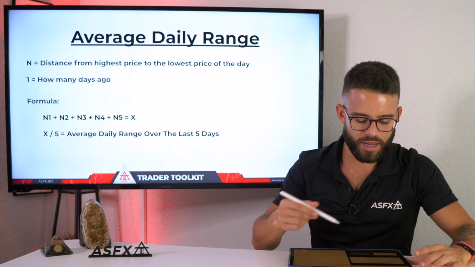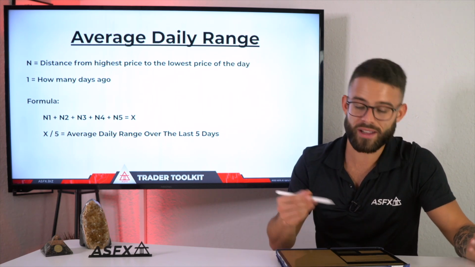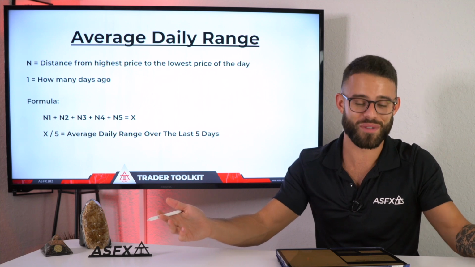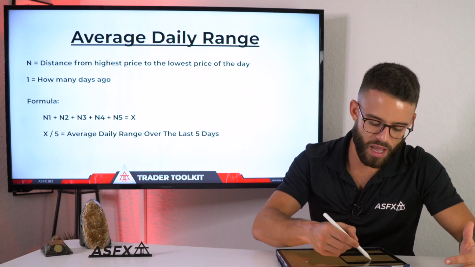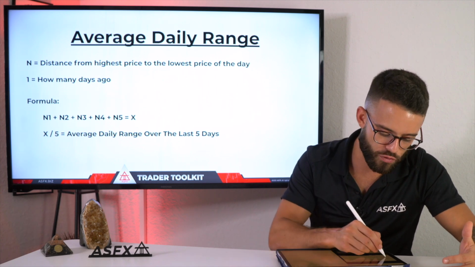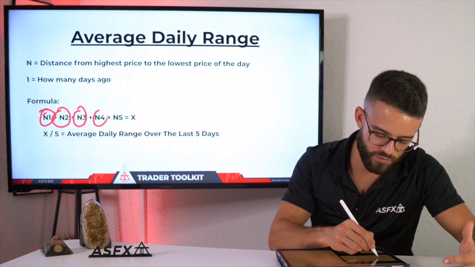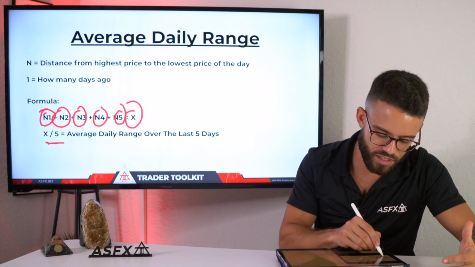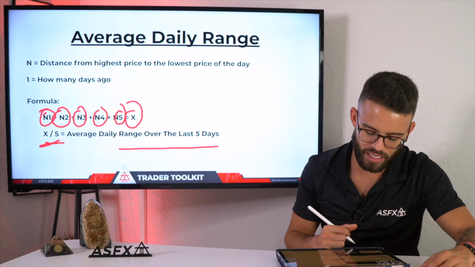Average daily range can be added up this way. Now, I made up this formula. It might not make sense to you guys, but maybe for some of you it will. N is the distance from the high price of the day to the low price of the day, and 1 is how many days ago. So if you add up the high to the low from the last 5 days, that would give you X. X divided by 5 is the average daily range over the last 5 days.